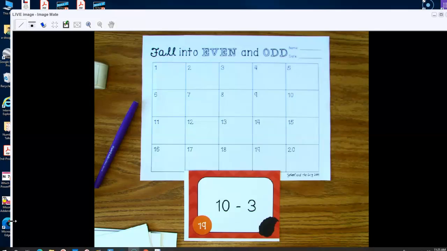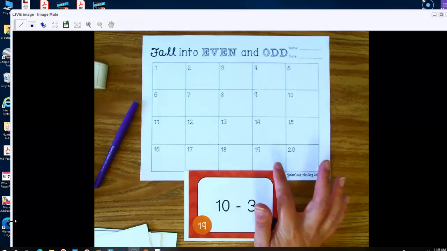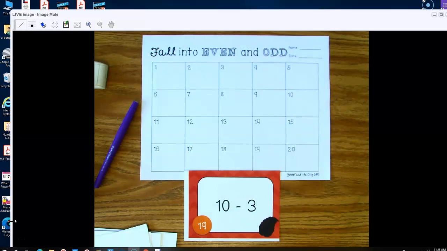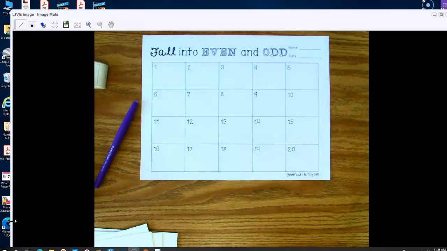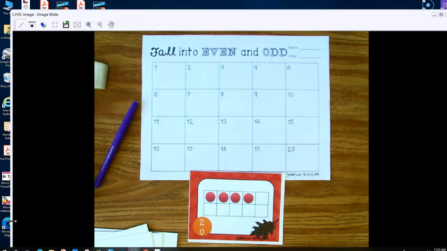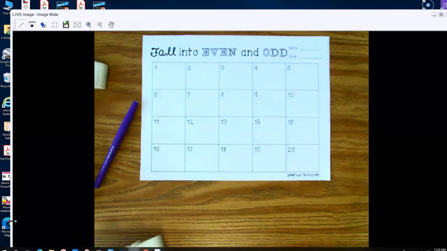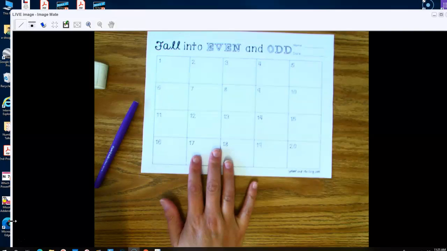19, 10, take away 3. What is the answer? Is the answer odd or even? And number 20. Look at the 10 frame and tell me if that number is odd or even. Okay, get a pencil or a crayon to check, or a red pen. Let's see what the answers are.